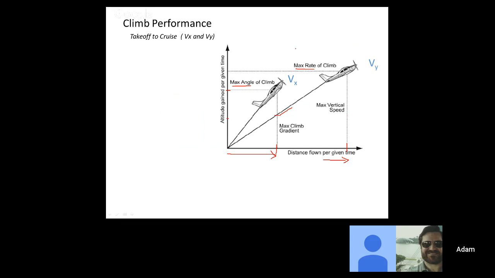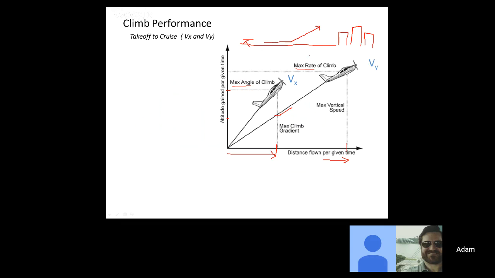So where do we use these in practice? Here's my runway, and here's my airplane right here. And here's the end of the runway where you've got obstructions. My runway, it's a small airport, so it's probably like 3,000 feet or some such thing. So in practice, the maximum angle of climb, VX, is used to ensure that you get above an obstruction in the shortest distance possible. We don't care about time in this case.